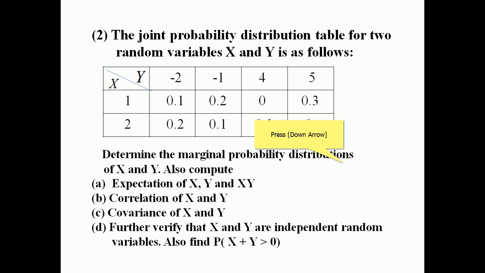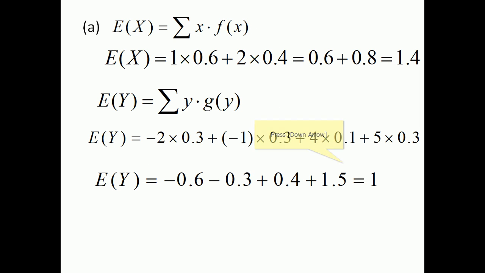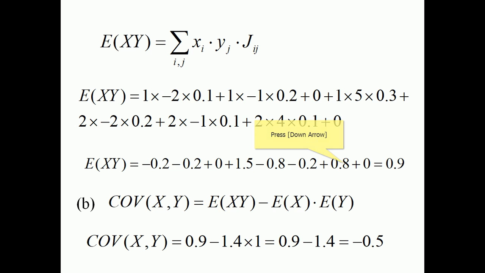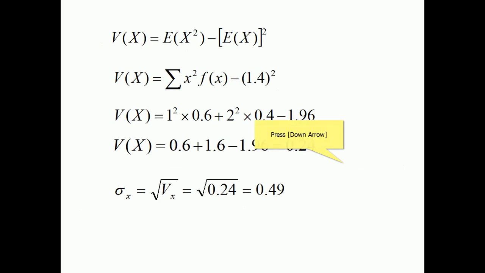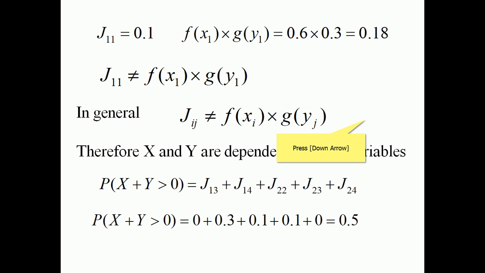And the required probabilities are J13 plus J14 plus J22 plus J23 plus J24. Added all those values here. J13 plus J14 plus J22 plus J23 plus J24 comes out as 0.5. That is the probability of x plus y greater than 0.